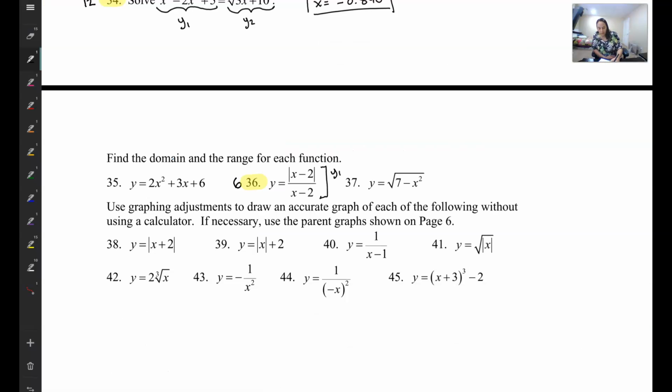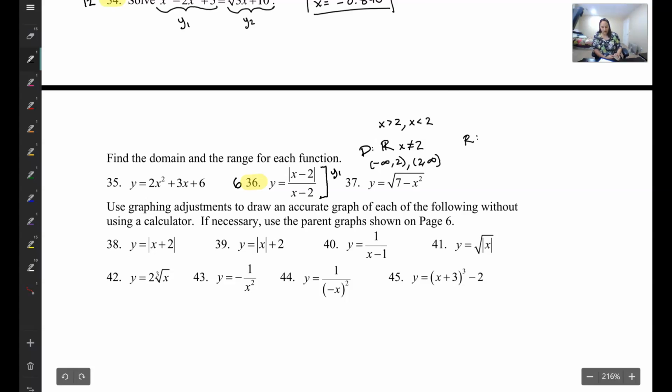Now a couple different ways we can write that. So domain, we could write all reals, x cannot equal 2. You could do negative infinity up to 2 with parentheses and then 2 up to positive infinity. Or you could say x is greater than 2 and x is less than 2 without the equals underneath them. Those are all different ways you can write it.